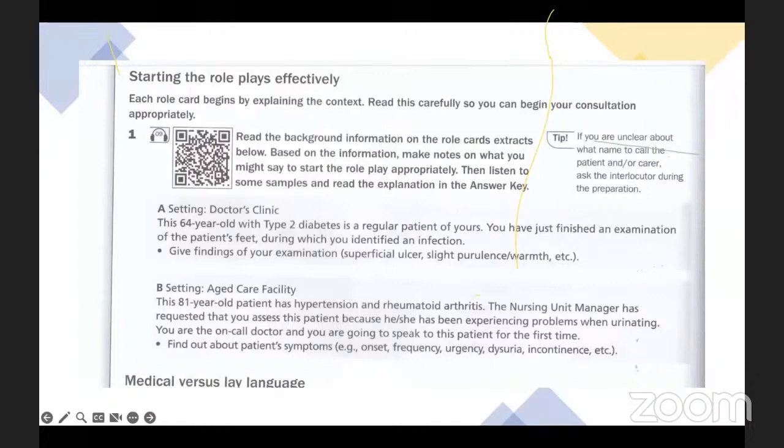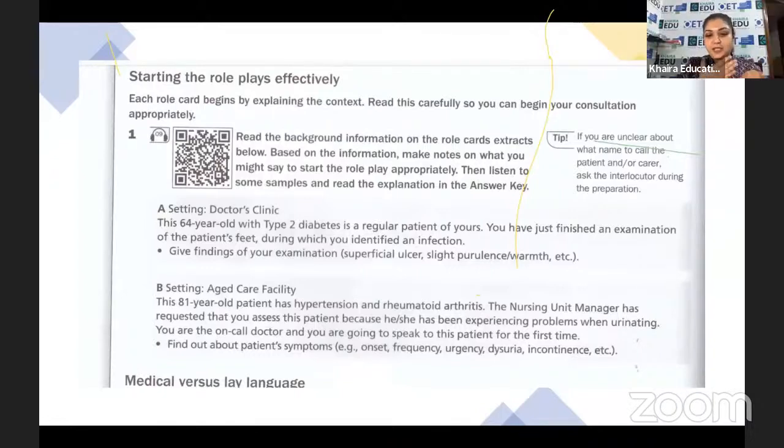Ma'am, introducing ourselves. Let's practice this. So how will we start? I'll take on the role of a patient. Please begin the role play.